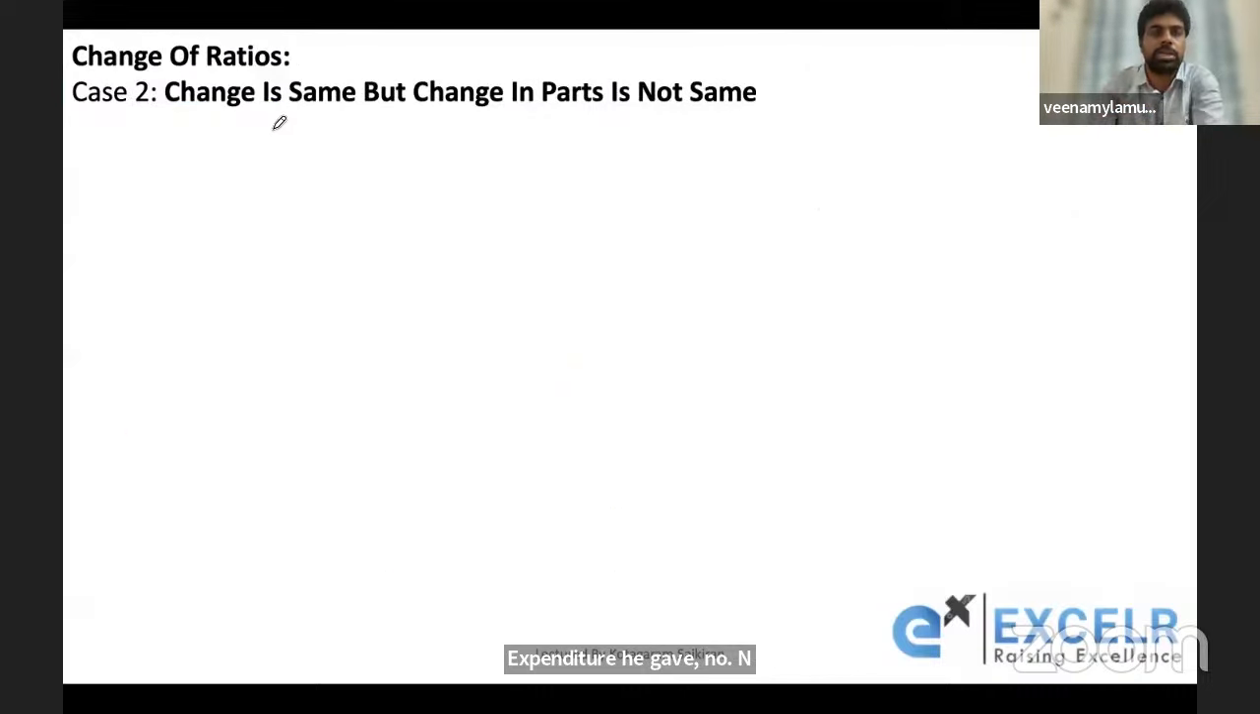Okay. Now coming to case 2. If you understand case 1, you can easily solve case 2. So we'll link case 1 and case 2. The change is the same, but the change in parts is not the same. I'll explain this in a question for you.